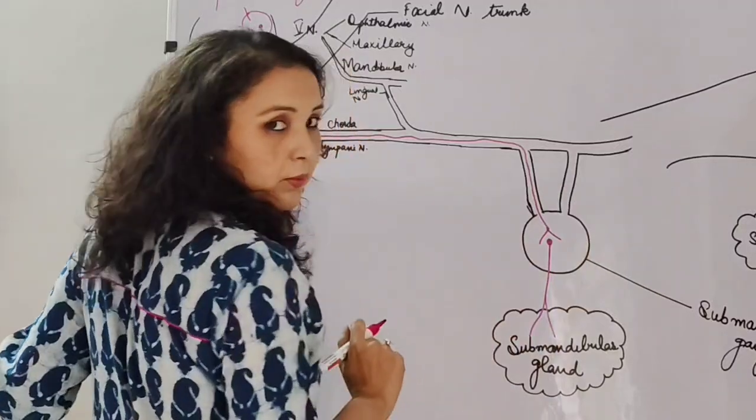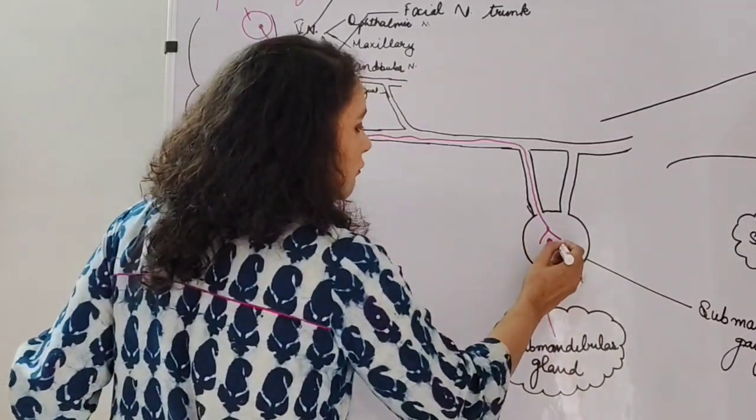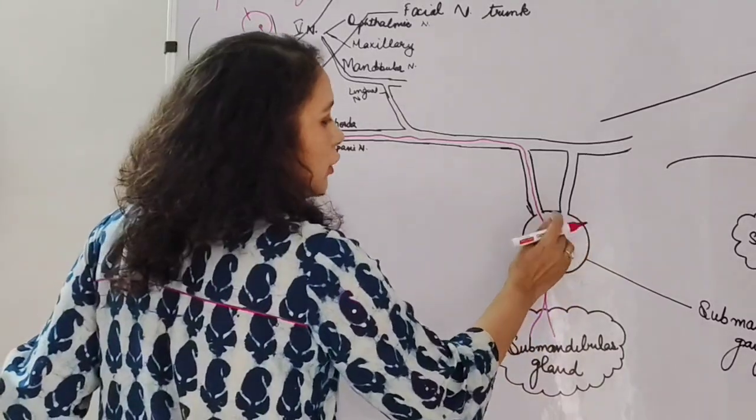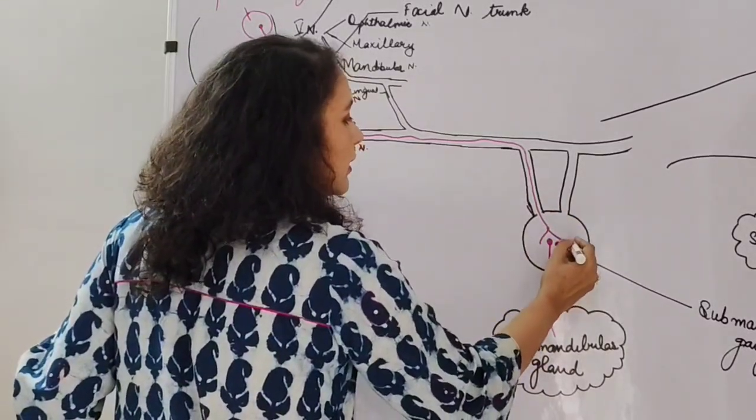Now what about the sublingual gland? Again, the fibers after this relay, they will be known as postganglionic because the relay has occurred in the ganglion.